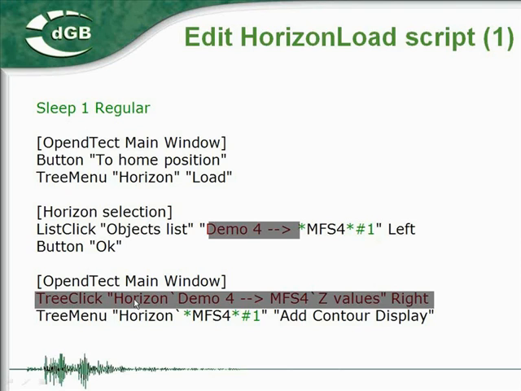Well, over here we removed the anomaly from the command recorder, because that was where we wrongly clicked in the tree, so we can simply remove that. This one is again the generalization of the MFS4 horizon name.